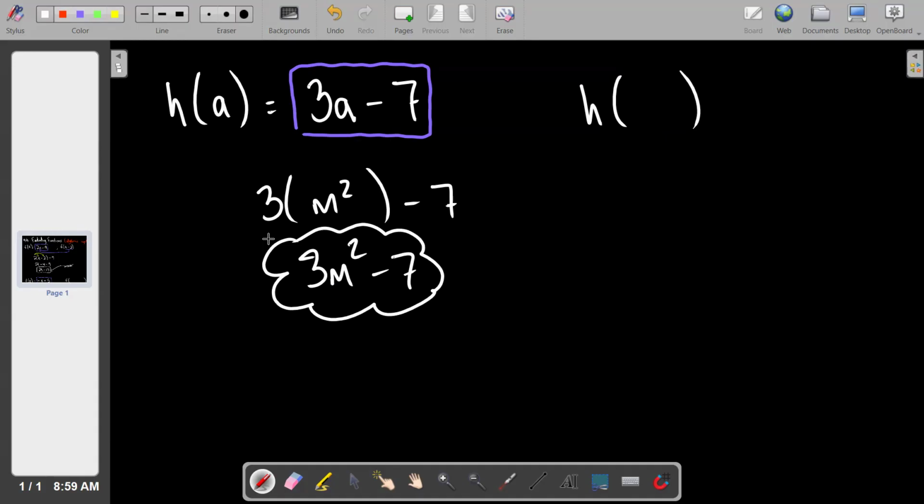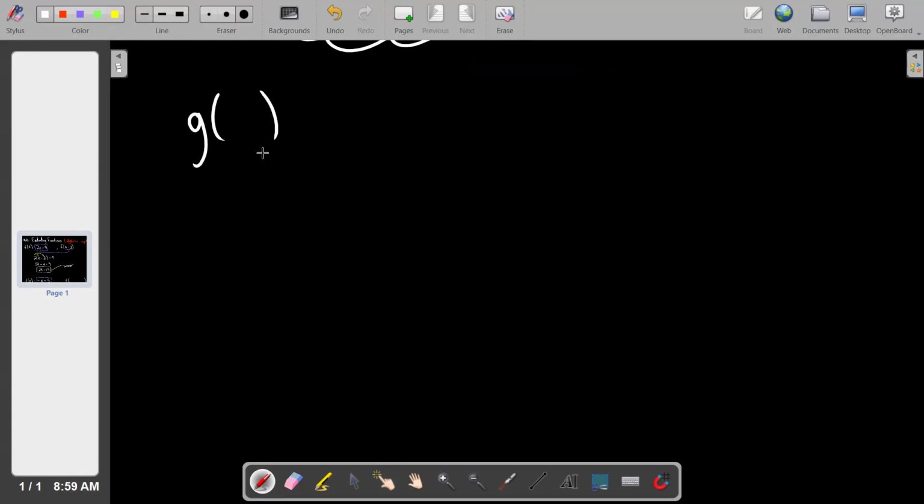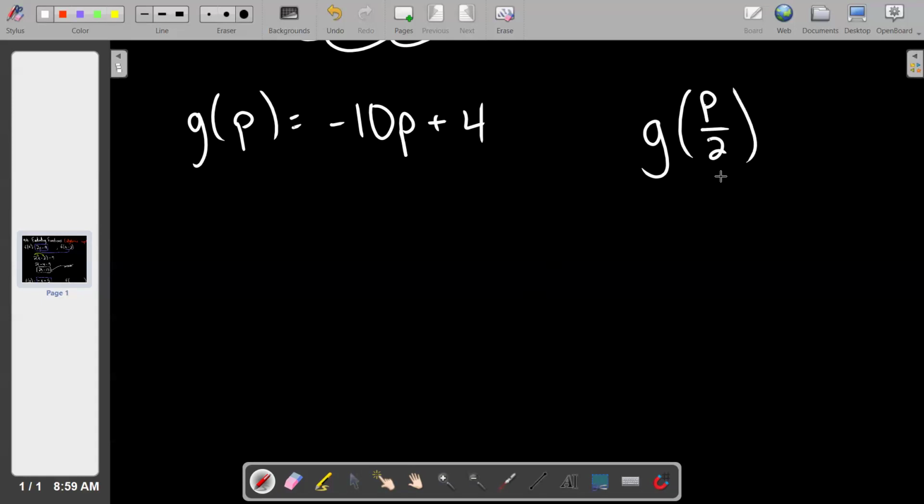All right, the next ones involve fractions. So just kind of heads up. So our next function, would anyone like to guess his name? Nope, it's g. Would anyone like to guess what he is a function of? Nope, he's g of p. And his rule is he says, I'll take whatever you give me and I'll multiply it by negative 10. And then just for fun, I'll add 4 when I'm done. And we will be evaluating this function at the value of p over 2.